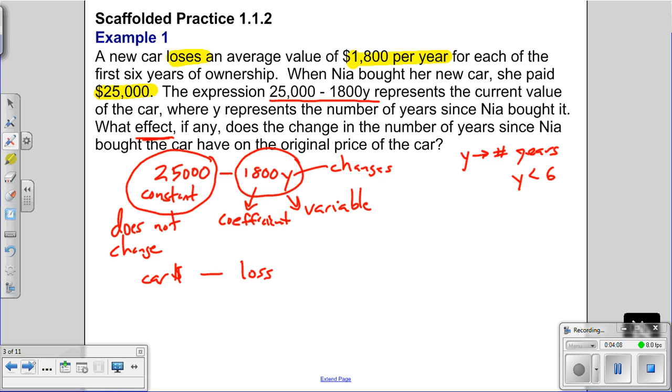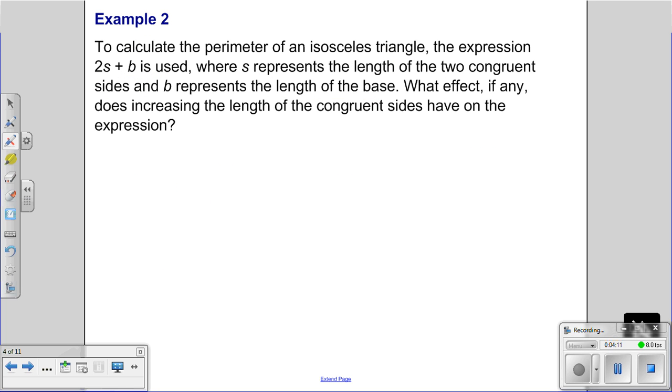Let's take a look at our next example. Here it says to calculate the perimeter of an isosceles triangle, the expression 2s plus b is used. Anytime we have a situation like this, it's great to draw a picture. So I'm going to draw a picture of an isosceles triangle. Isosceles triangle means that two sides are the same length. So in this expression, I'm interpreting that this is called side s, and that's called side s. They're both s because they're the same length. This is the base, so we call that b.